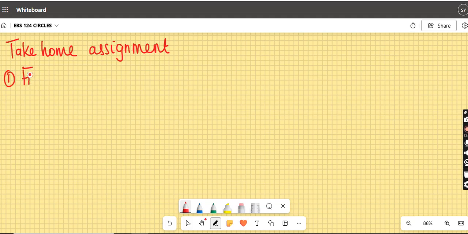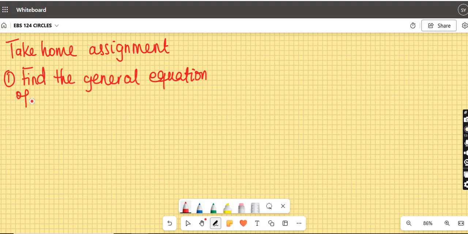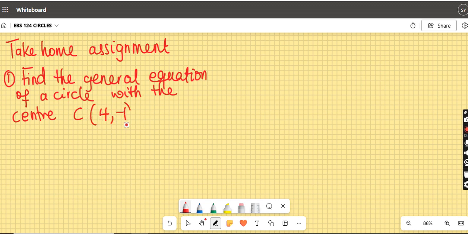Number 1. Find the general equation of a circle with the center C, 4, negative 1, and radius 8.